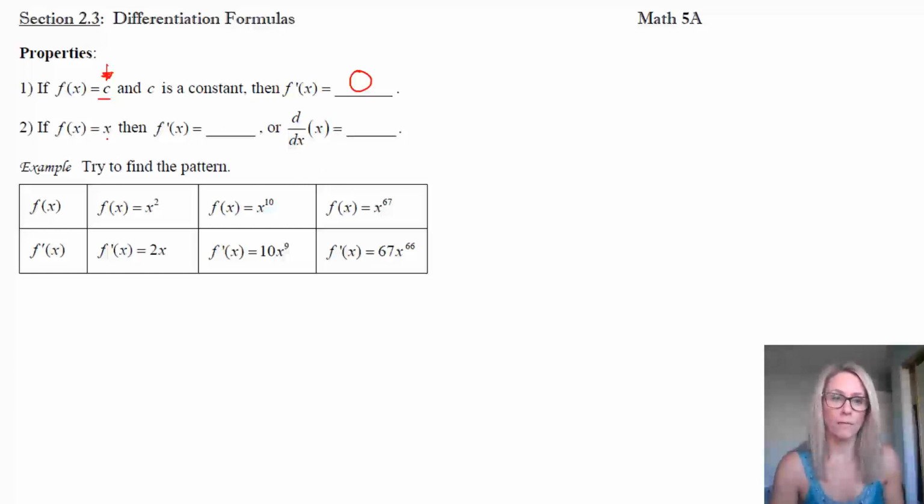Now, if f of x equals x, and we've seen this as the right side of the absolute value problem, again, it's just the slope of that line. f of x equals x just looks like this, and that line has a constant slope. The slope doesn't change. The derivative is just 1. And this is just using some other notation so you can see it, and that derivative is also 1.